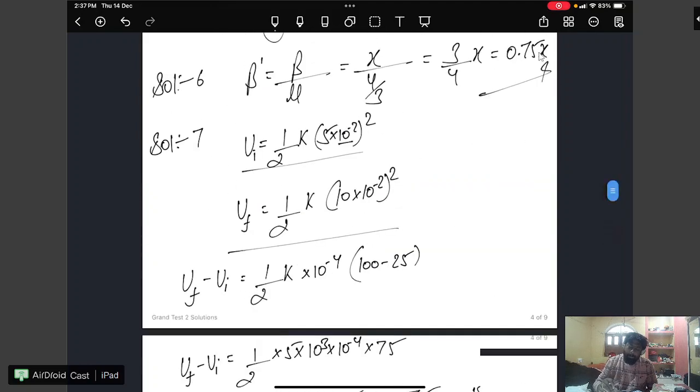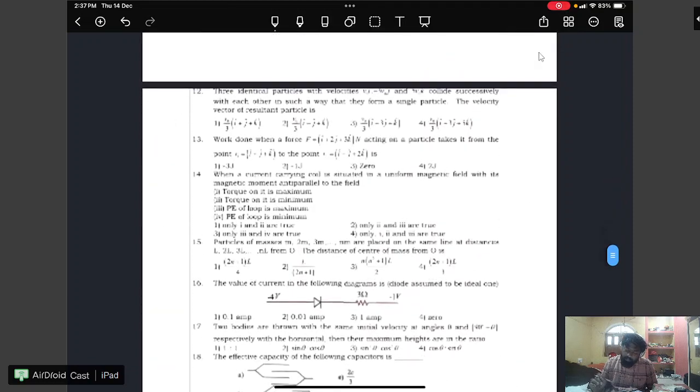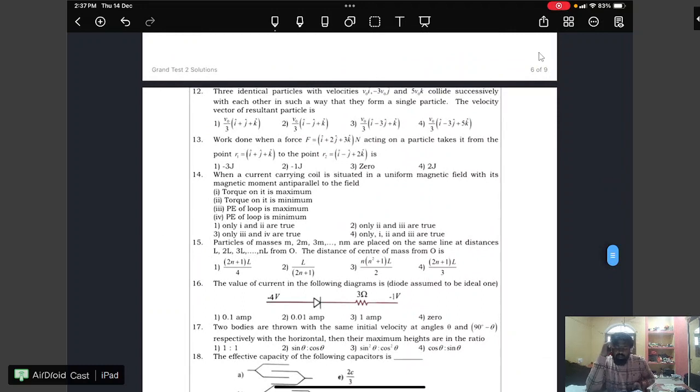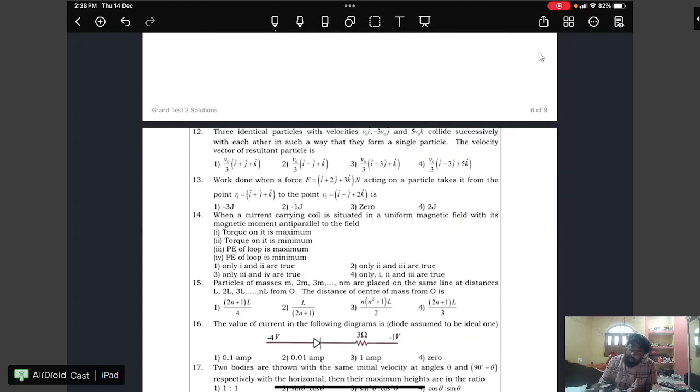Now, this 11th question is completed of the first. Now, second one. Three identical particles with velocity v naught i minus 3 v naught j and 5 v naught k collide successively with each other in such a way that they form a single particle. The velocity vector of the resultant particle is... see, conservation of momentum, they are simply saying conservation of momentum, where initially all three are of equal mass, three identical.